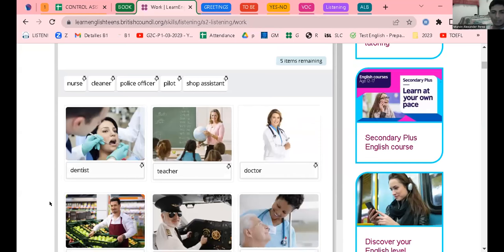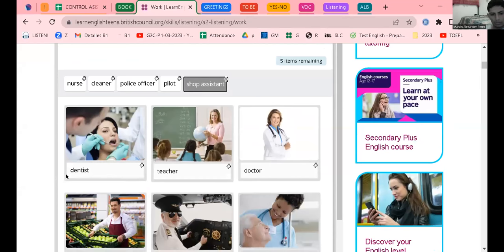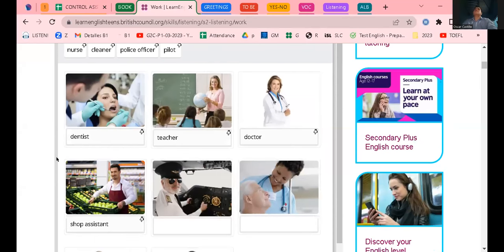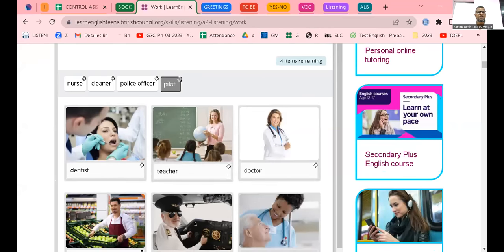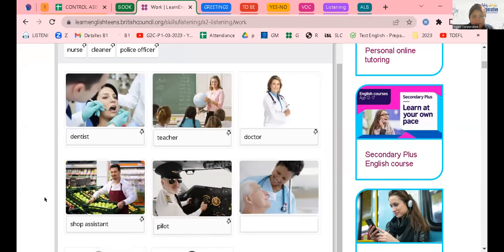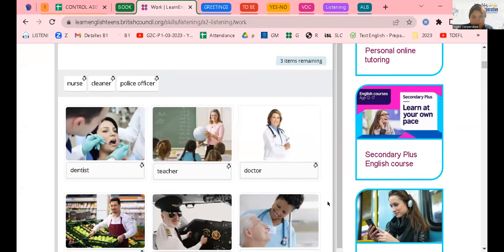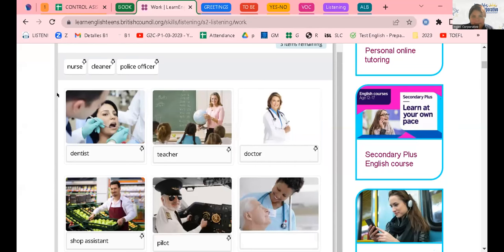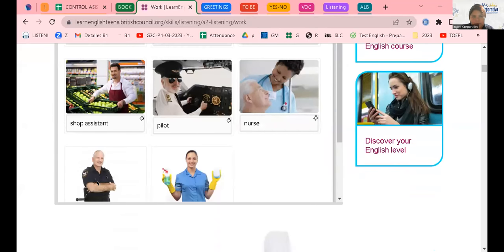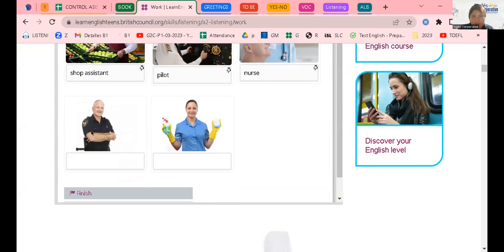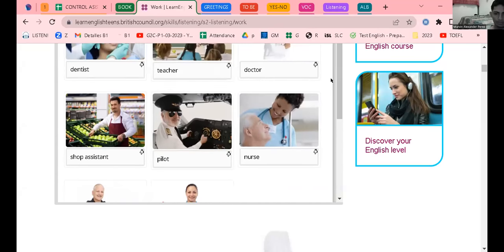Shop assistant. Pilot. I love. Picture number six. Nurse. Cleaner and police officer. Nurse. Okay, a nurse. Picture number. Nurse. How about this picture? Police. A police. Okay.